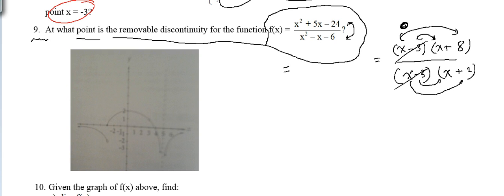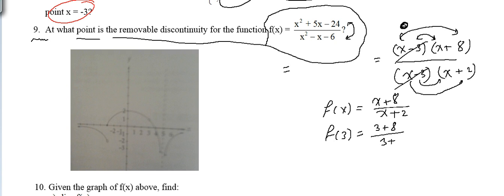We remove x minus 3. The answer for f of x will be x plus 8 over x plus 2 after cancelling the x minus 3. Now we can substitute 3 in f. Plugging this 3 in this function gives me 11 over 5. So the point (3, 11/5) represents the removable discontinuity. At this point, if we draw, we have that hole.